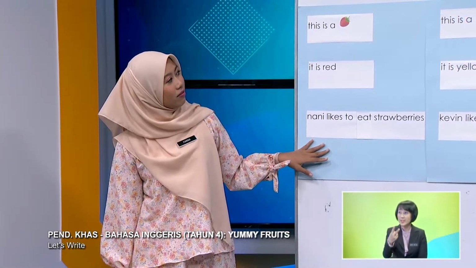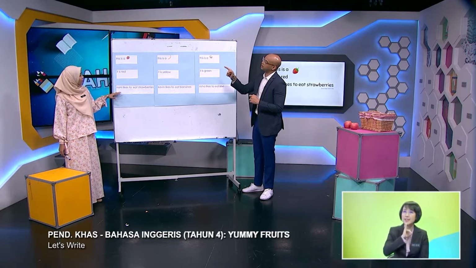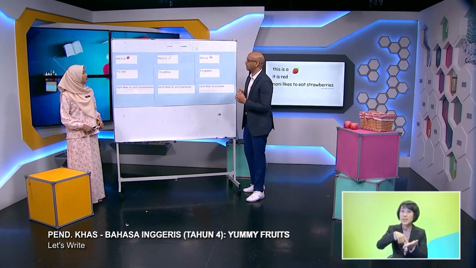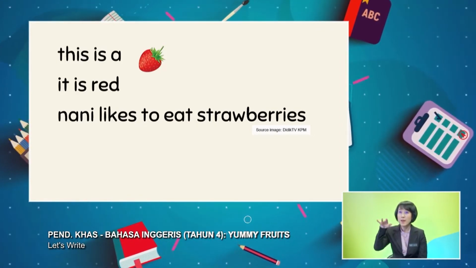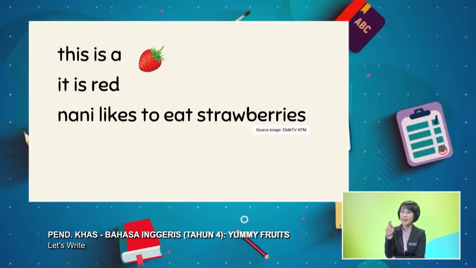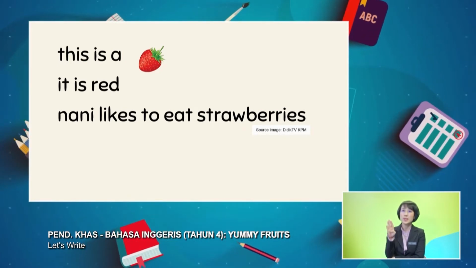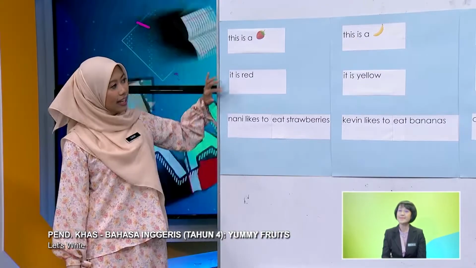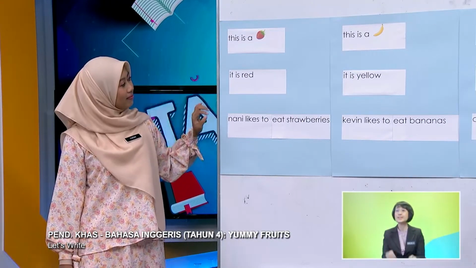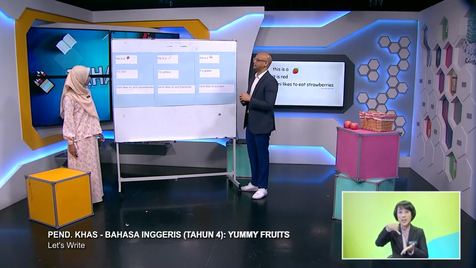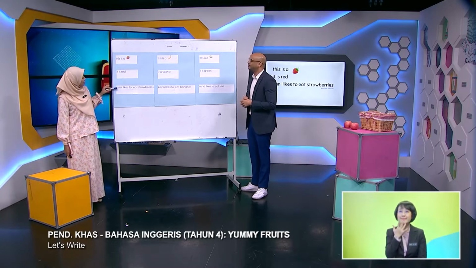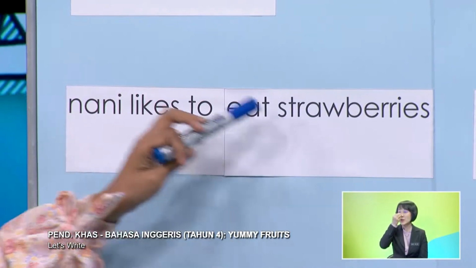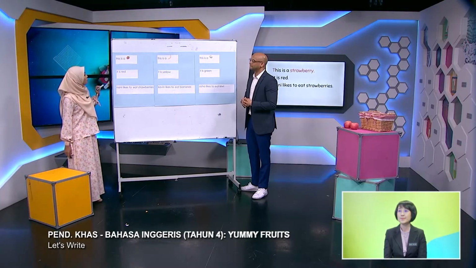I see 3 sentences. The first sentence is, it looks like a strawberry. So I think the first sentence is, this is a strawberry. Strawberry. Can you spell it? S-T-R-A-W-B-E-R-R-Y. Strawberry. Good job. Then, can you read the second and third sentence? Okay, I will try. Second sentence is, it is red. Just like the color of the strawberry. And then the third sentence is, Nani likes to eat strawberries.